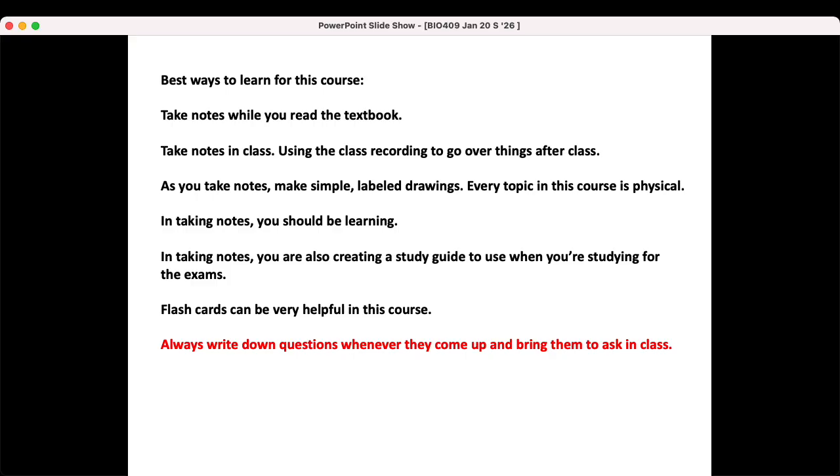So take notes, use the class recordings, make simple labeled drawings. Every topic is physical. Taking notes in class should not be just grinding this out, just documenting this. Think about what you write down. And you're also creating a study guide.